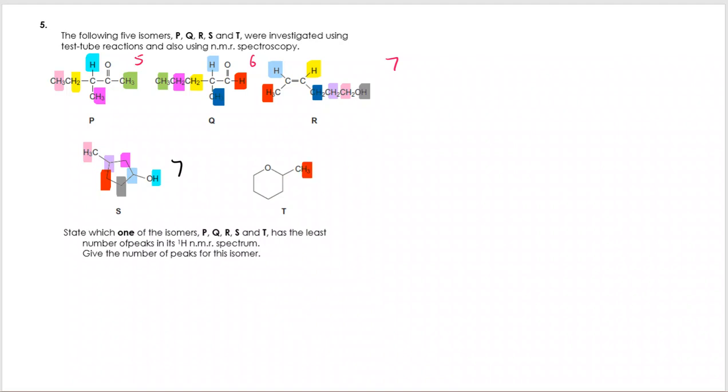And finally, I go to here. I've still got a peak, an H coming off here, and then here, and then here, and then here, and then here. 1, 2, 3, 4, 5, 6. Correct answer is therefore P, because it only has 5.